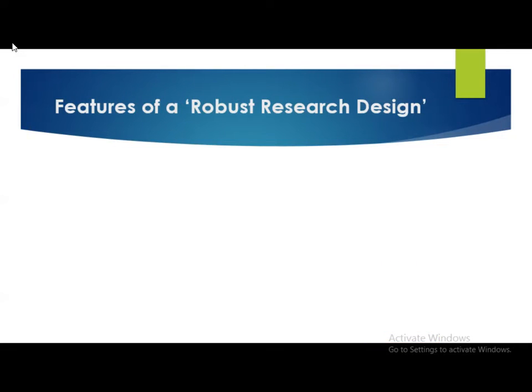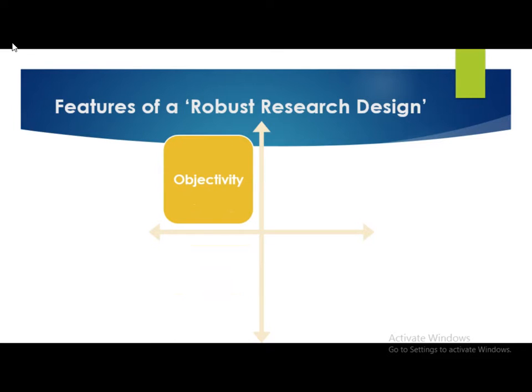Now we will understand various features of a robust research design. There are four features: objectivity, reliability, validity, and generalization. We will understand each and every feature in detail. So the first feature is objectivity. The findings obtained by a researcher should be objective. It is possible by allowing more than one person to agree on the final scores or conclusions of the research.